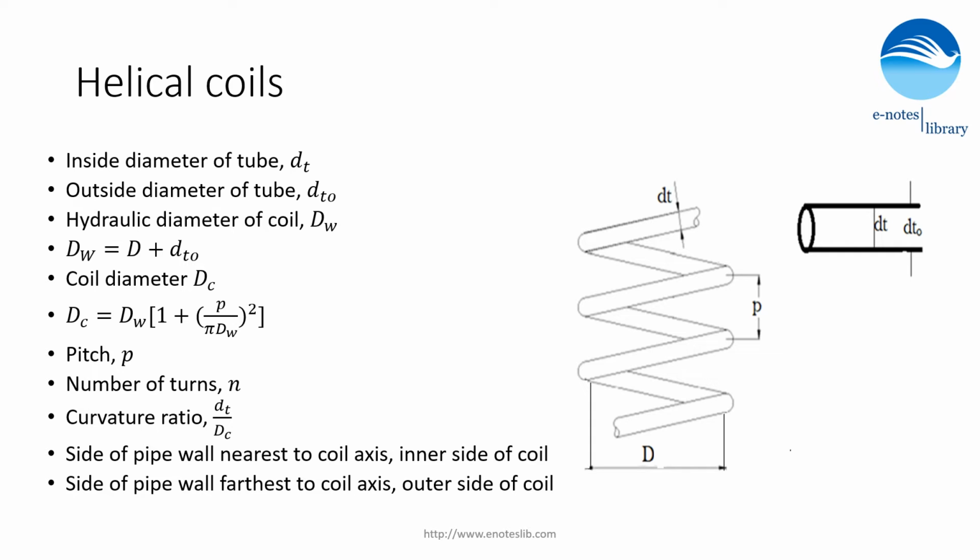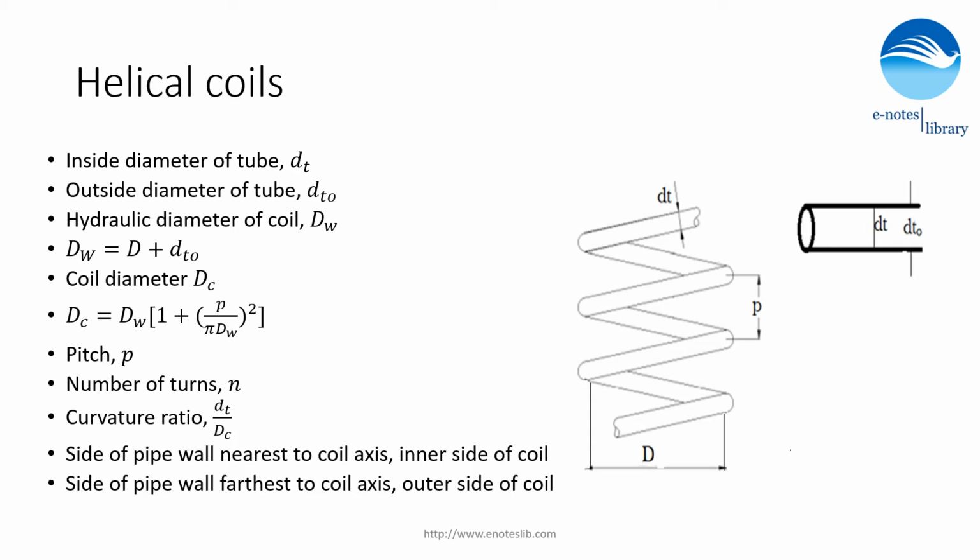Now come to helical coils. In the given figure, the design of a helical coil is shown. Here, the inside diameter of the tube is given by dt. The outside diameter of the tube is given by dt naught. The hydraulic diameter, which is represented by dw, is calculated using D plus dt naught, where D is this diameter.